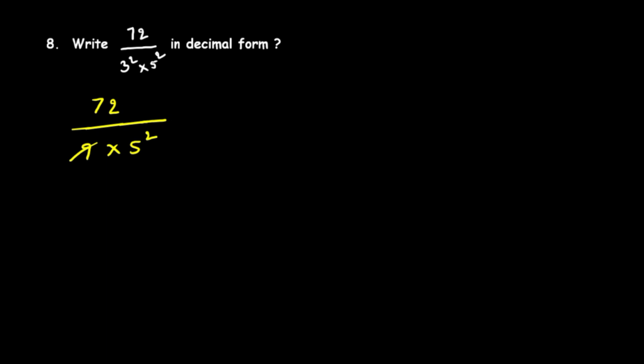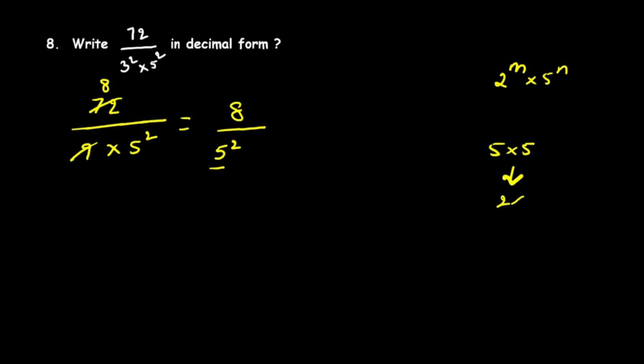So you can cancel 9, 9 8s are 72. So we have now 8 divided by 5 square. So as we discussed before, we need the 2 power n and 5 power n form. So how many 5s are there here? With that many 2s we should multiply. That means we have 5 two times, 5 square means 5 into 5. Now you should multiply with 2 into 2, that means with the 2 square. Numerator and denominator both we should multiply by 2 square.